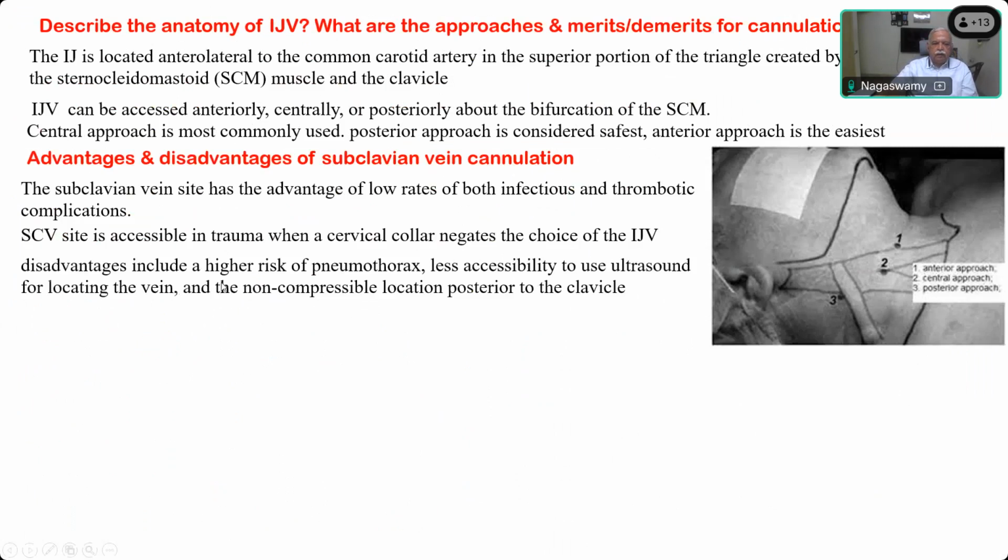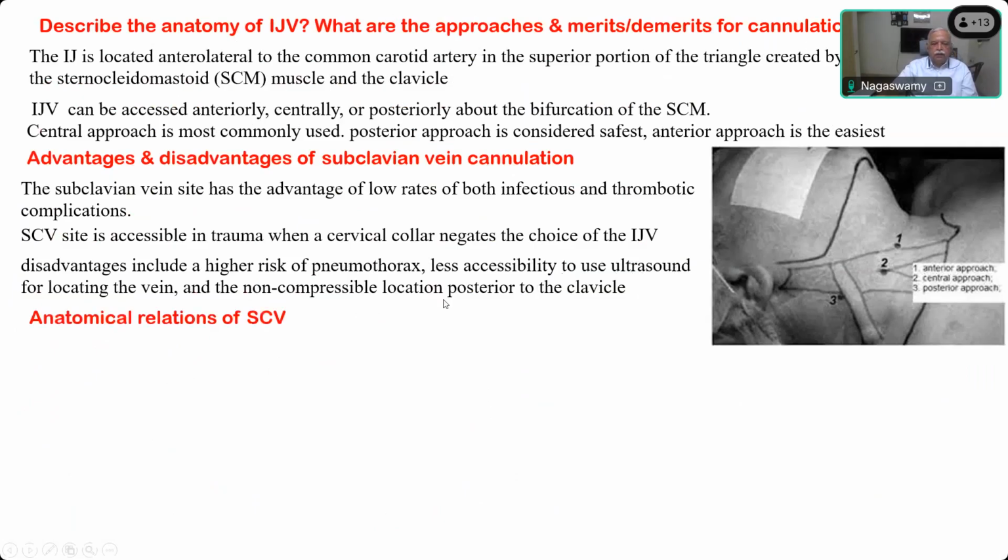And disadvantages include high risk of pneumothorax, less accessibility to ultrasound because it is behind the bone, and it is a non-compressible location. Okay, these are the three important disadvantages. With subclavian, first and foremost is pneumothorax. Second, it is not ultrasound friendly. Third, if there is a counterpuncture, compression is very, very difficult.